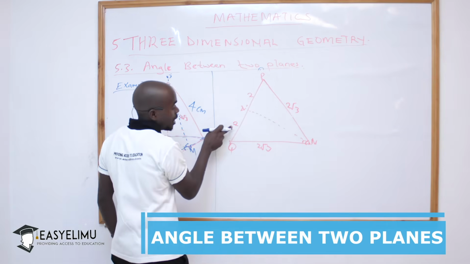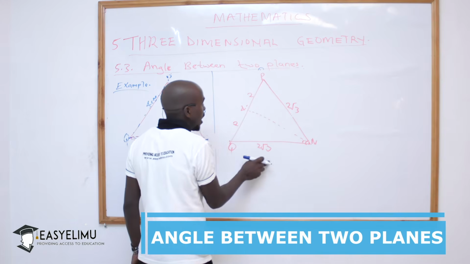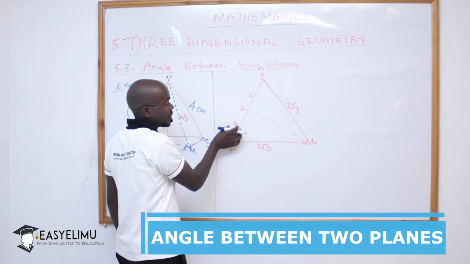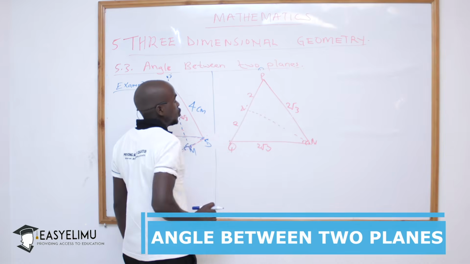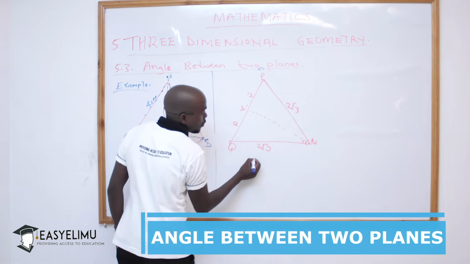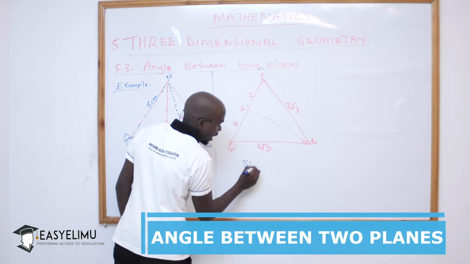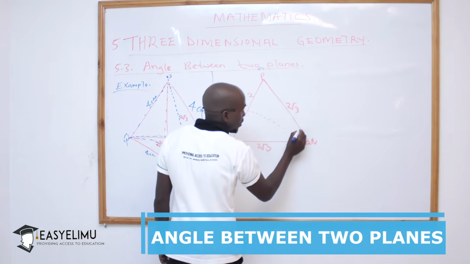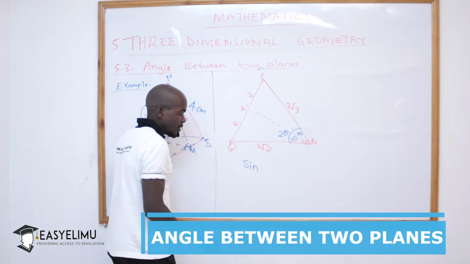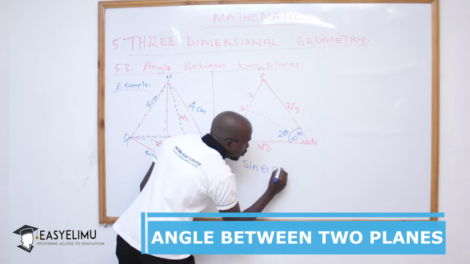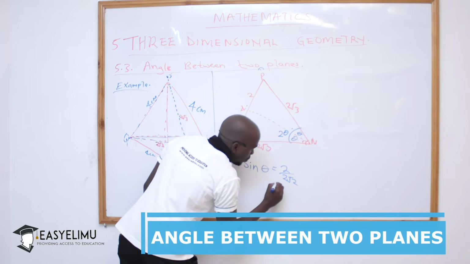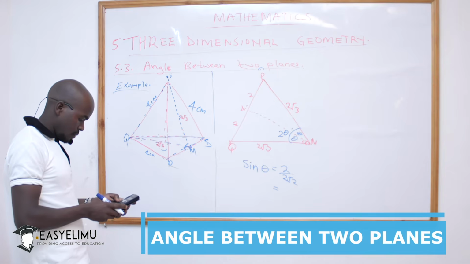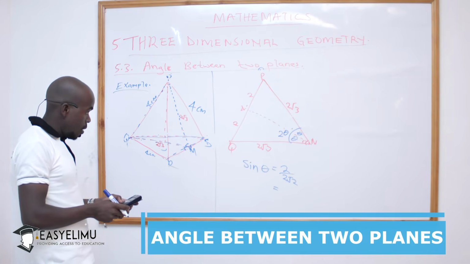For this case, we shall use this measurement, and here we have the hypotenuse as 2 root 3, and the side opposite the angle as 2. So if we have the opposite of the angle and the hypotenuse, we can use sine, and let this angle be theta. What we want is the two angles, which is 2 theta. So sine theta will be equal to 2 over 2 root 3.